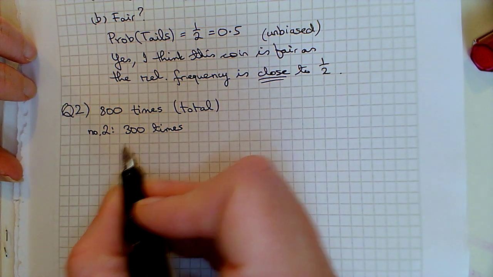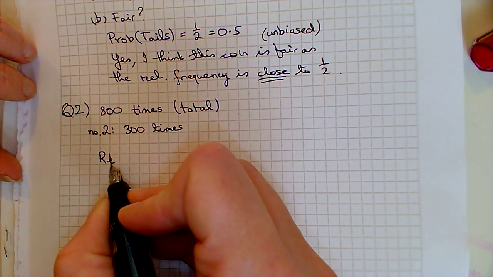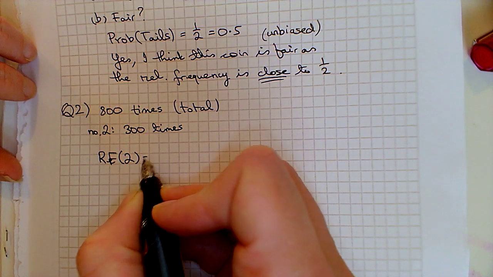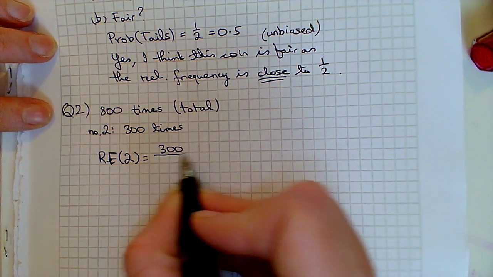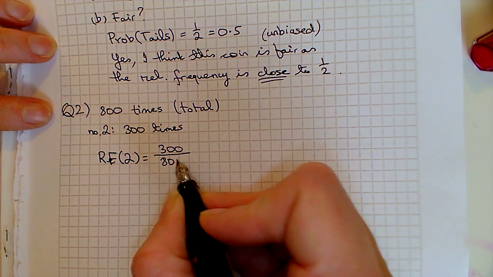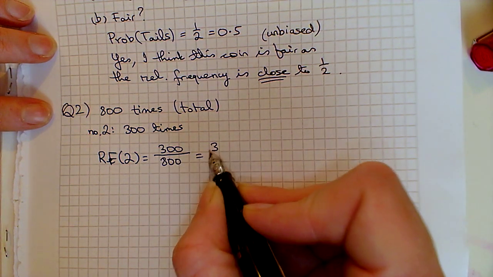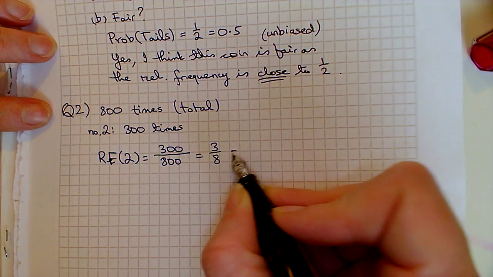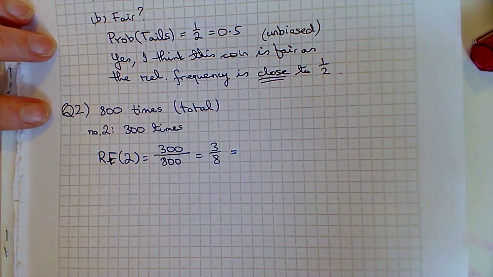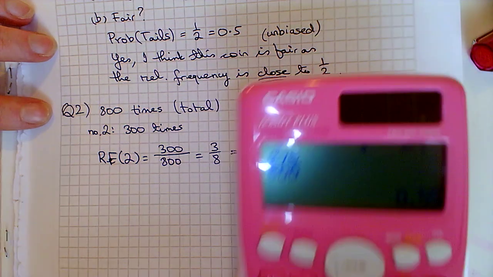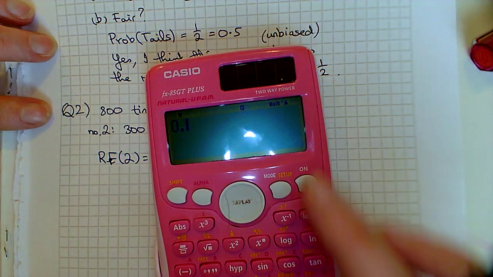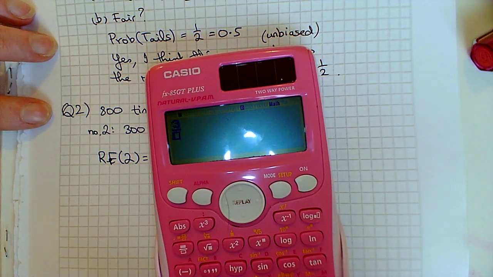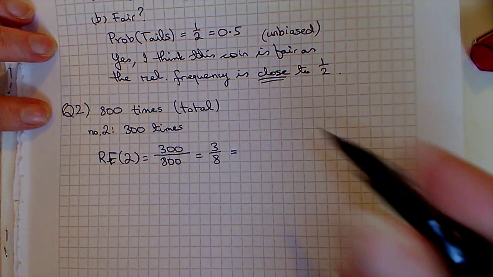Well, let's work out the relative frequency of rolling a 2. It's the frequency, 300, the number of times I got a 2, divided by the total, 800. So that's 3/8 as a fraction. But when we're examining fairness, it's easier if we change these to decimals, because it's easier to compare decimals than it is fractions. So 3/8 as a decimal is 0.375.